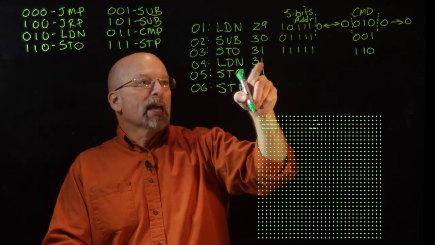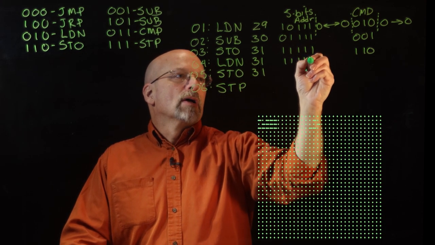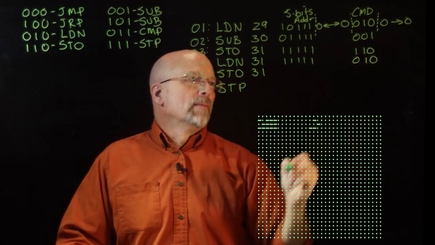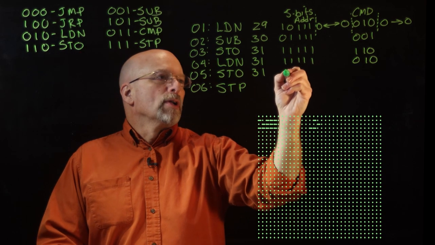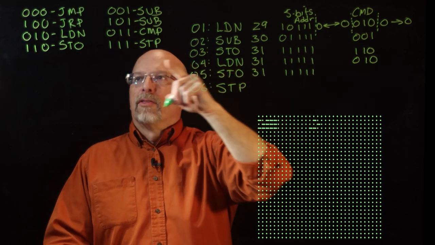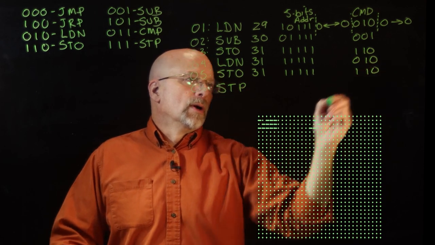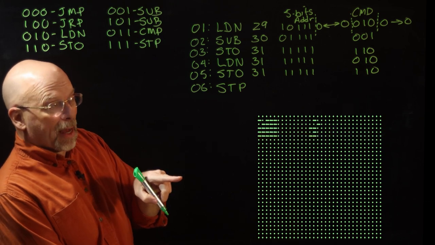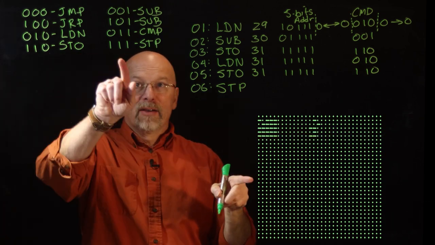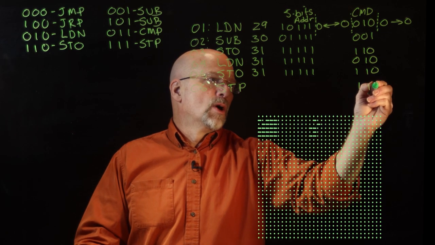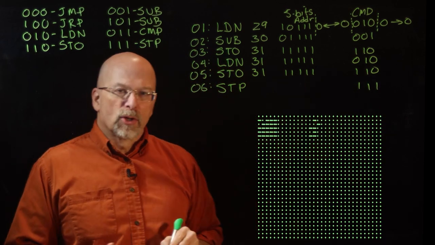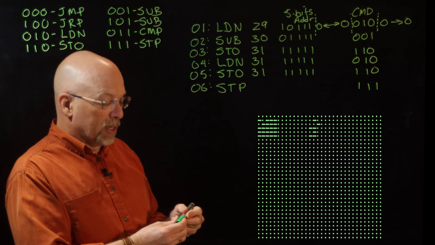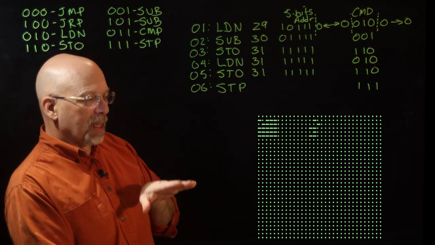LDN 31, same address. Whenever we put the LDN command, that's going to be 010, all right? And then we store 31. And then the store is 110. And so what we've got is our load command and then our store command, which is going to make that positive. Last of all, we have the stop command. Now the command for that is 111, but we don't have an address associated with it. Now you could put patterns of ones and zeros in there. It shouldn't have any effect on the operation of the Manchester Baby, but we're just going to leave it zeros.